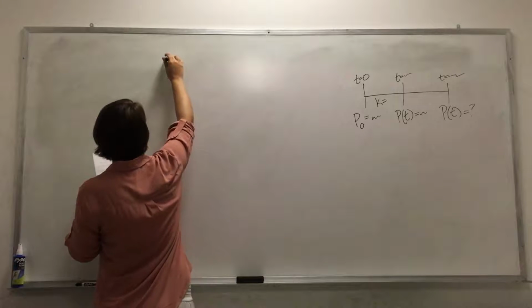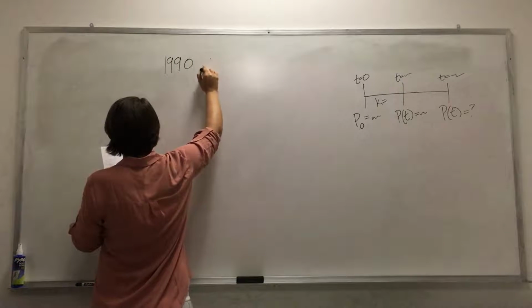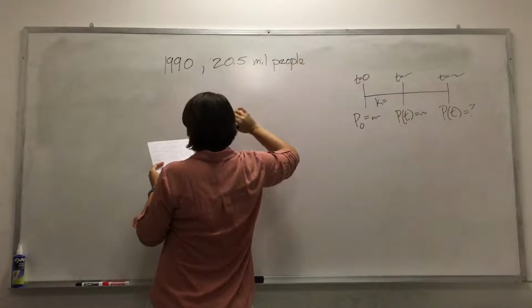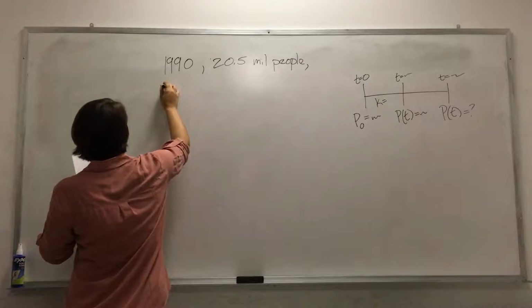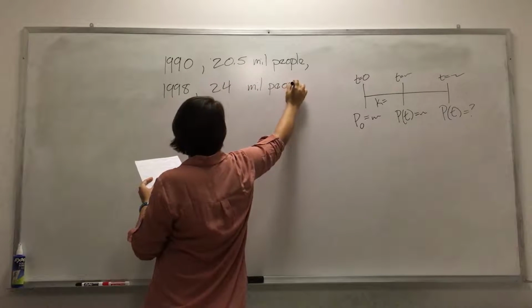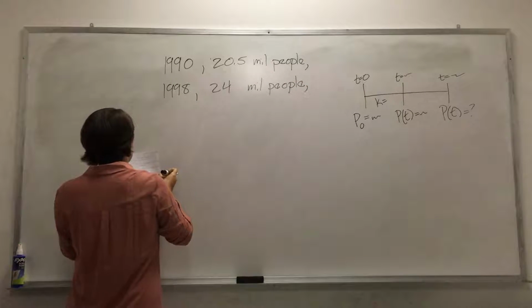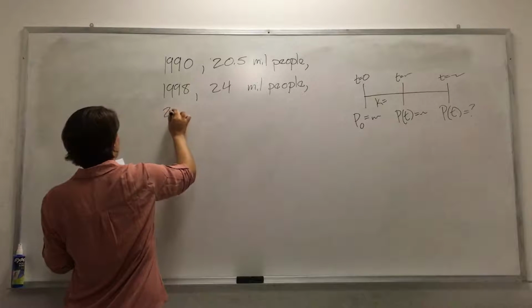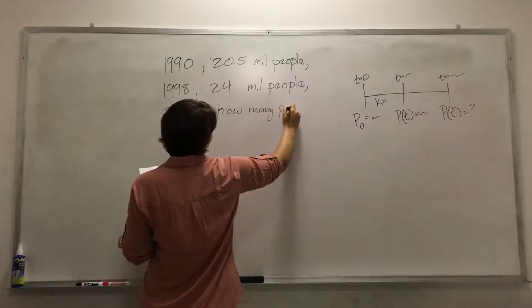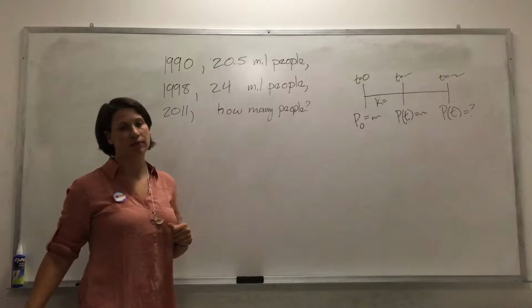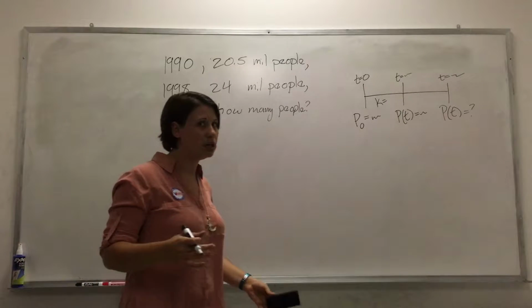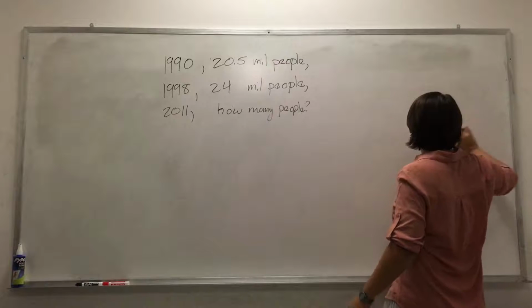Another is if in 1990 we have 20.5 million people, and then in 1998 we have 24 million people. This is the abbreviated version of the problem. Basically, then we say in 2011, how many people? So, this year we have this many, this year we have this many, this year, find how many. So, that's definitely 3 sets of information, right?